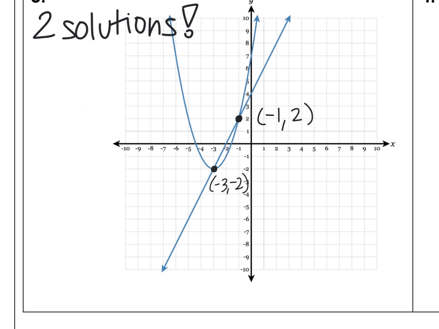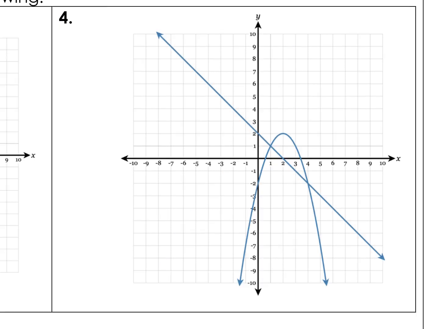Ta-da! Can you try the next one? It also has 2 solutions because they cross twice. This typically happens when you have a quadratic and a line, because the quadratic will turn back around. So again, 2 solutions. Check with your table, see if you're getting the same thing. I've not done it, so. Where do they intersect is where I'm asking.